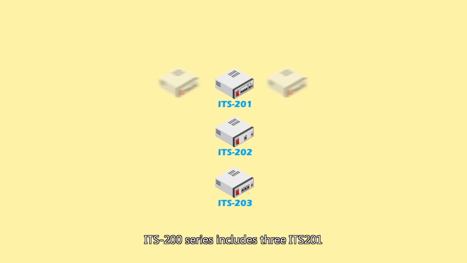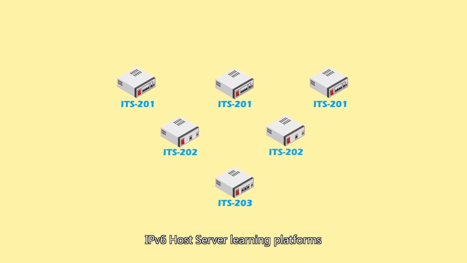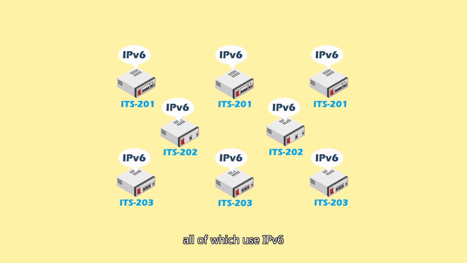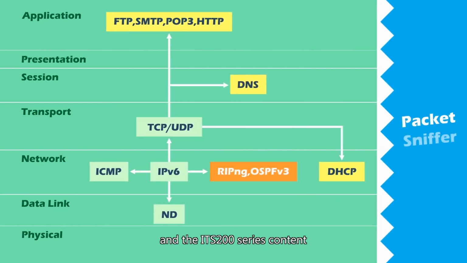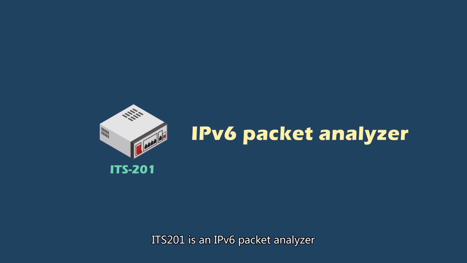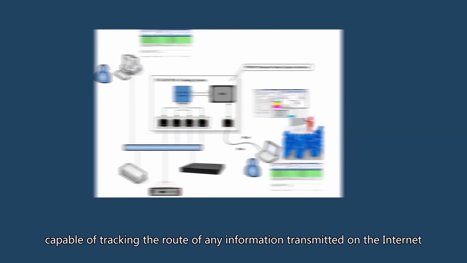The ITS-200 series includes 3 ITS-201 IPv6 host client learning platforms, 2 ITS-202 IPv6 host server learning platforms, and 3 ITS-203 IPv6 router learning platforms, all of which use IPv6. The graphics are the OSI network 7 layers, and the ITS-200 series content corresponds to the hierarchical layers of the technology. ITS-201 is an IPv6 packet analyzer capable of tracking the route of any information transmitted on the Internet.